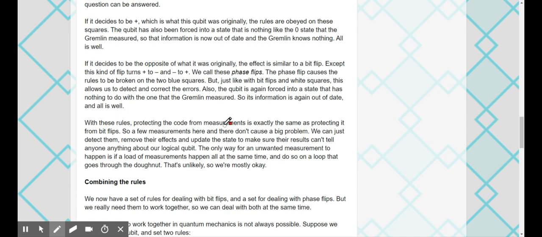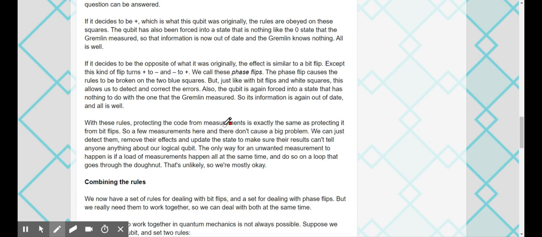Also, the qubit is again forced into a state that has nothing to do with one of the measured states, which is again out of date. With these rules protecting the code, protecting it from measurements is exactly the same as protecting it from bit flips. So if a few measurements here and there won't cause a big problem, we can just detect them, remove their effects, and update the state to make sure their results can't tell anyone anything about our logical qubit.